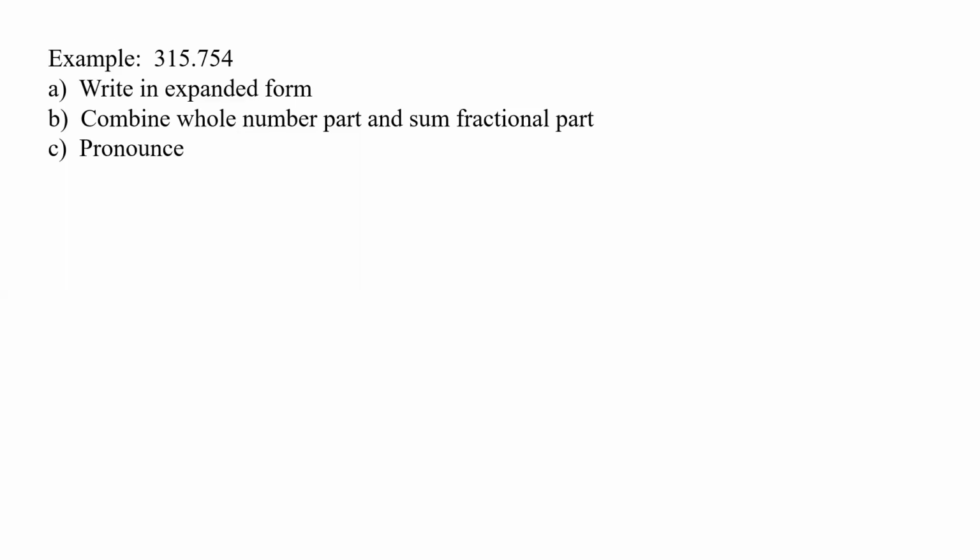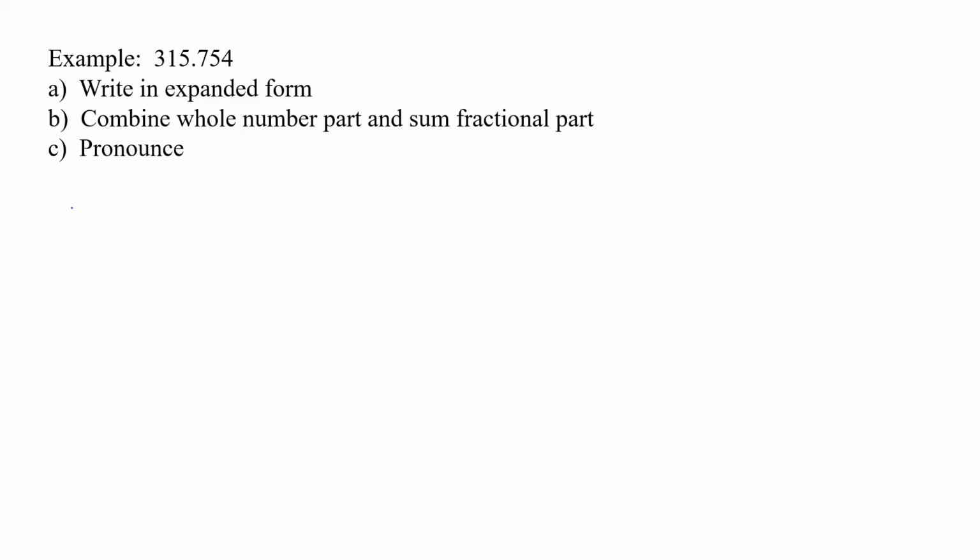Okay, so we're going to do a few examples from 5.1. The first one we're going to do is 315.754, and we want to write it in expanded form. Then we want to write it in the combined whole number part and the sum fractional part. So basically this is a mixed fraction, and then we're going to pronounce it. Before we combine them together, we'll write it out as the pieces and go from there.